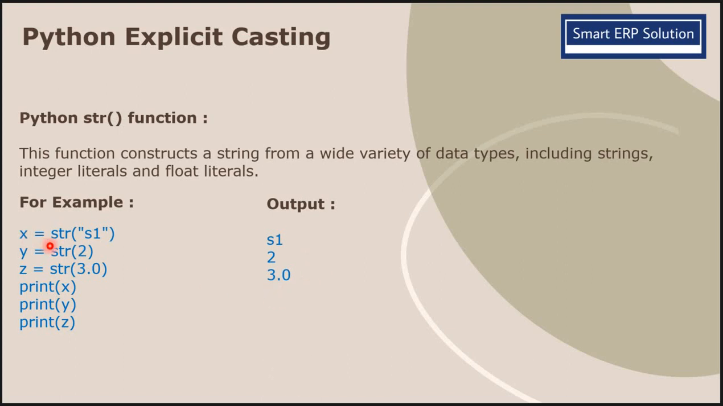For x, str("s1"), which is a string, so it will give s1 as output. For y equals str(2), 2 is an integer number. With the help of this str function, it will convert it to a string, so this 2 is a string value. Then 3.0 is a float number. With the help of the str function, it will convert it into a string value 3.0. Here 3.0 is a string value.